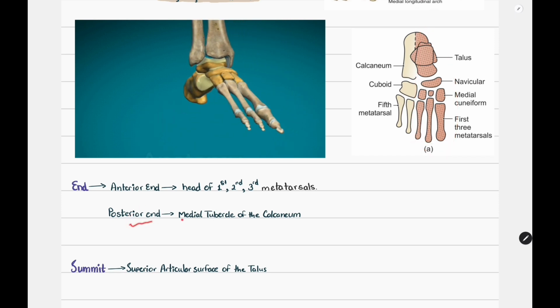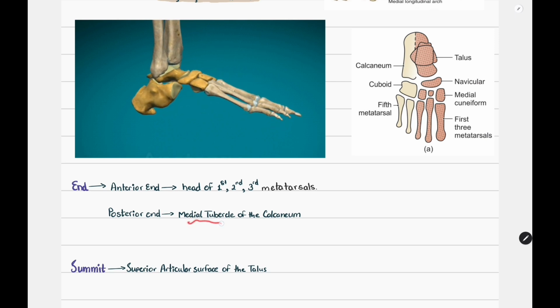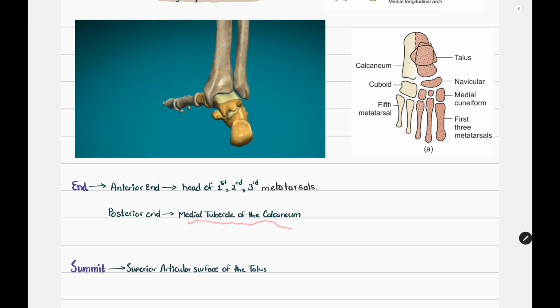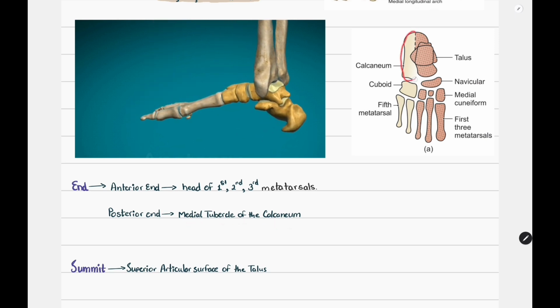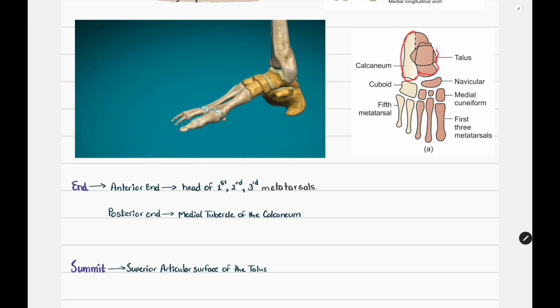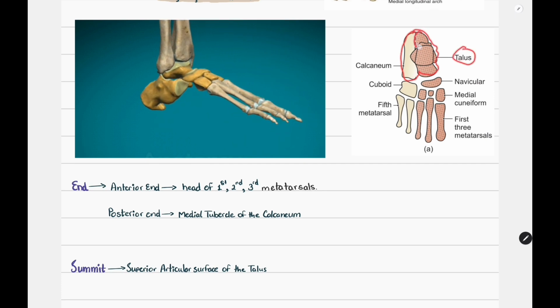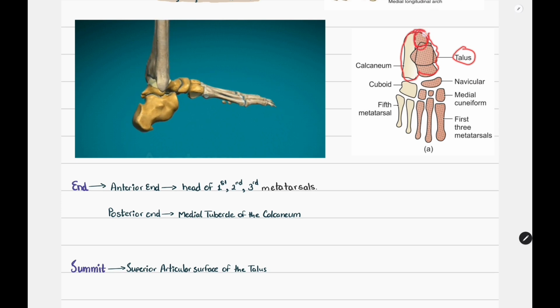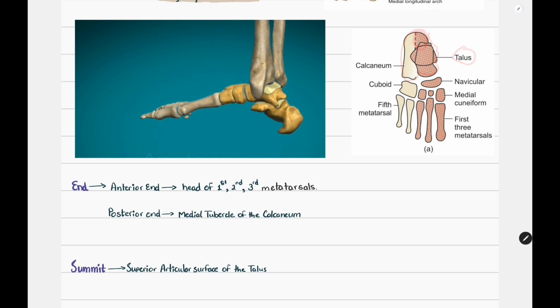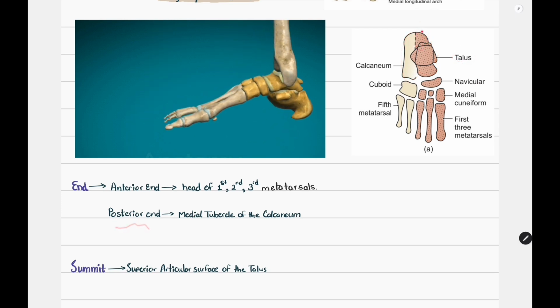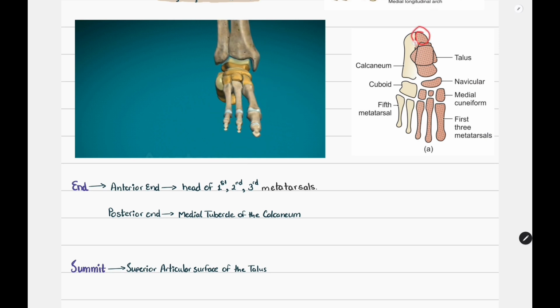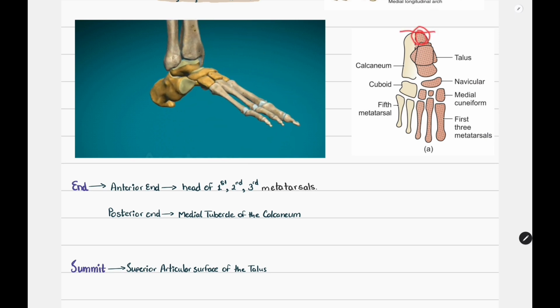Similarly, the posterior end of the arch is formed by the medial tubercle of the calcaneum bone. This is the calcaneum bone over which sits the talus bone. The medial tubercle of the calcaneum bone forms the posterior end. Here is the medial tubercle. This forms the posterior end of the arch.